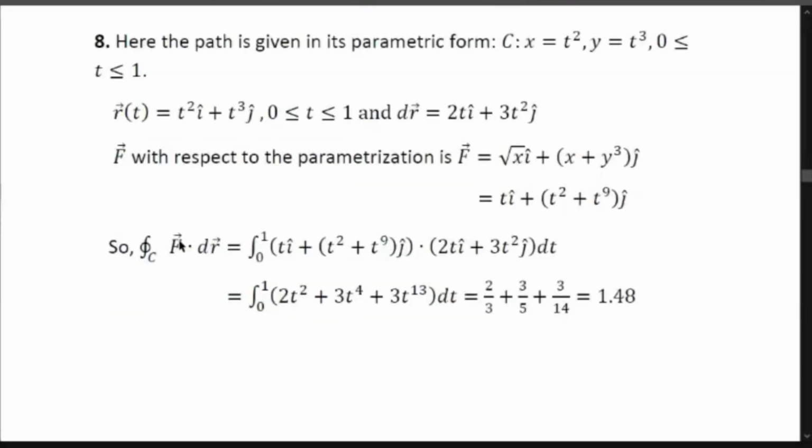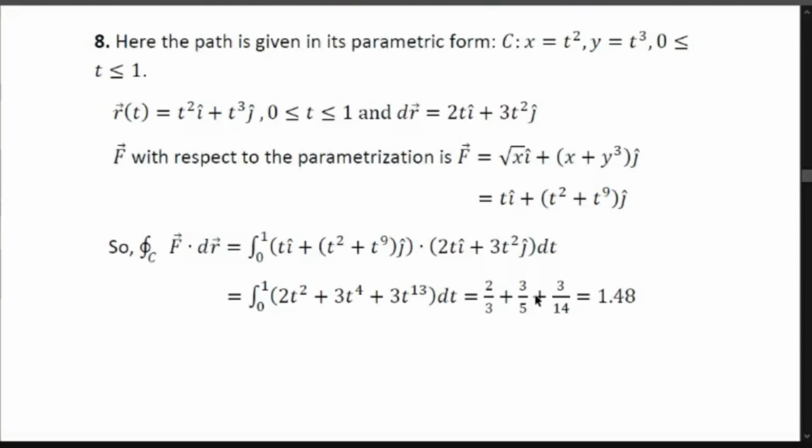Now, as we were saying earlier, we have to represent f in terms of the parameterization. F is given by square root of x i plus x plus y cube j, which is equal to, since x is t square, t i plus t square plus t raised to 9 j. Now find f dot dr and integrate it over t from 0 to 1. It will be the integral from 0 to 1 of 2t square plus 3t raised to 4 plus 3t raised to 13 dt. This is a simple integration. You will get 1.48.